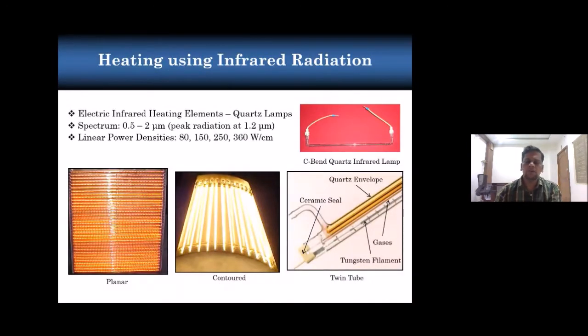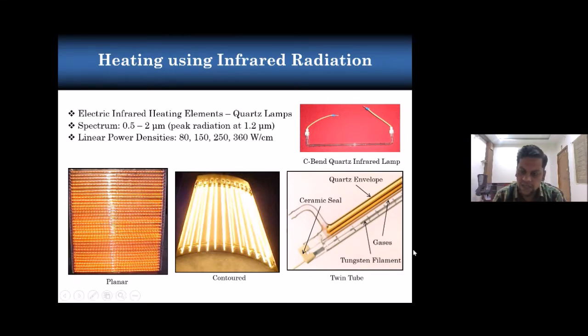Now there are various types of IR lamps available. Here you can see one planar heater assembled with IR lamps. This is like a conical heater. Then we have cylindrical, different shapes. Now here is one more IR lamp. This is mainly used for heating leading edges, very thin line type, like leading edges of wings.